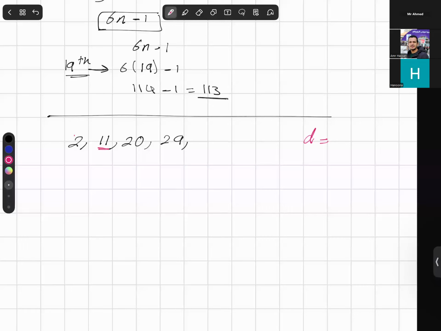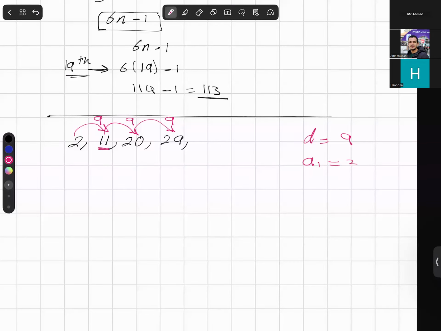11 minus 2 is going to be 9. And then I add another 9, and then 9. So the difference looks constant, right? Let me write down the difference. It looks like 9. Figured out the difference. What is the first term? Let me write down the first term. It looks like 2.